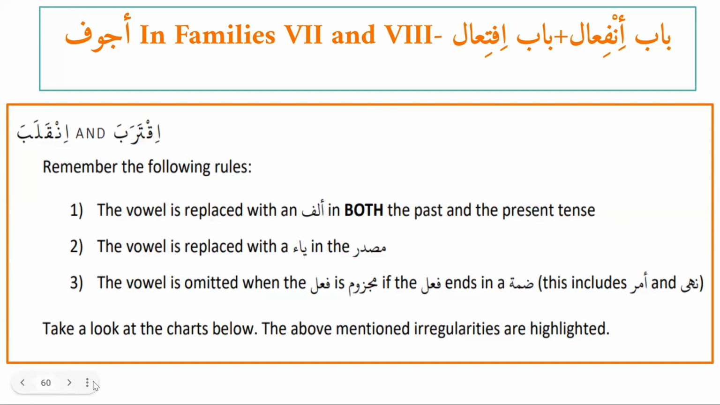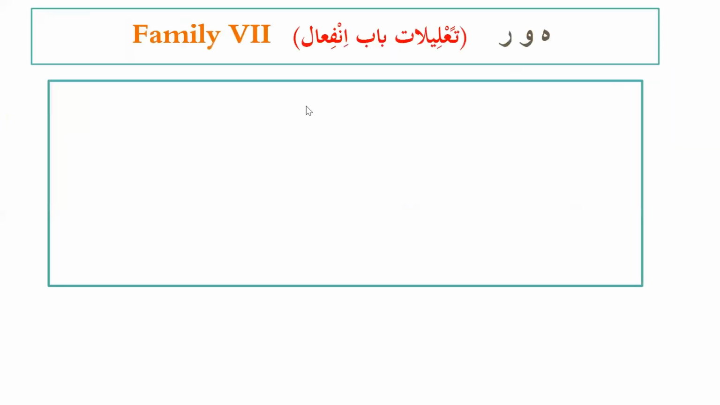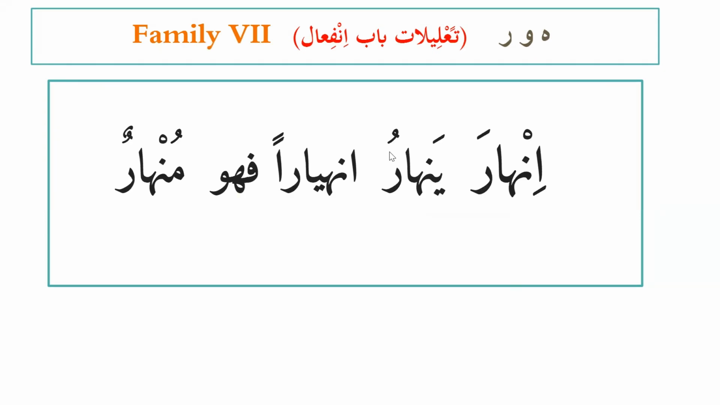Okay. Now let's see the example of family 7 and family 8. So family 7, the surf changes, which is known as ta'lilat. What are they? Here we have the root letters ha-ba-ra. So it becomes inhara, yanharu, inhiyaran, fahuwa munharun. Over here you have alif replacing the vowel in past tense, present tense, and in masdar also.